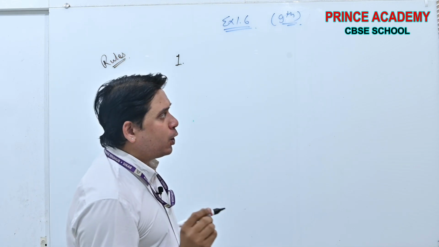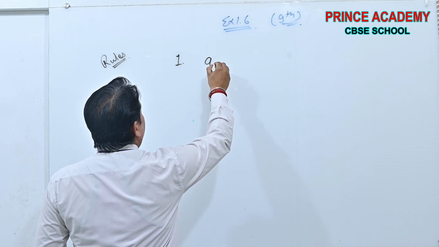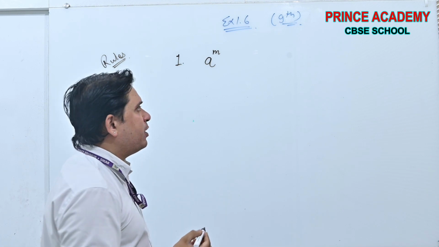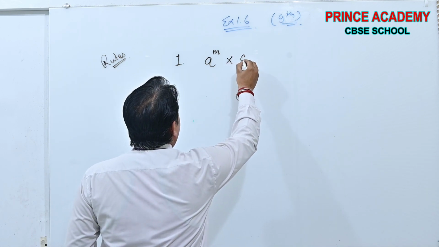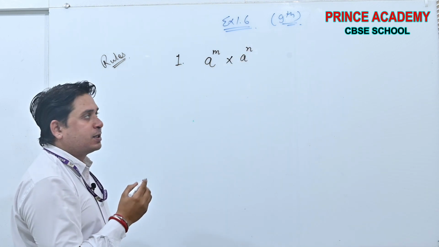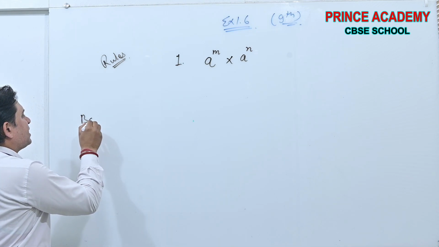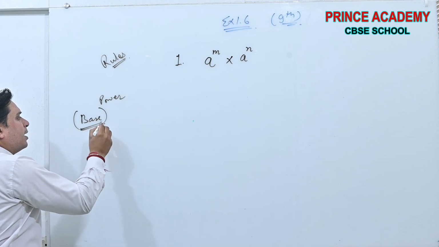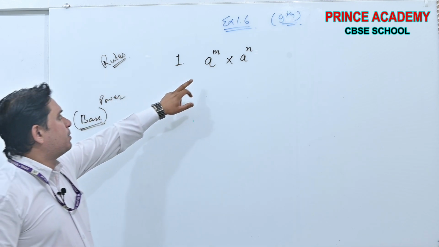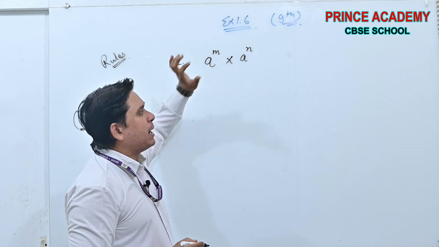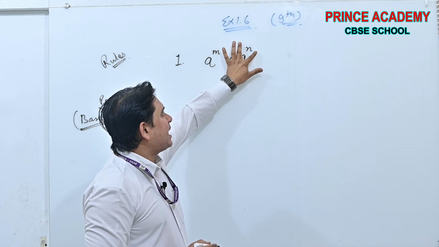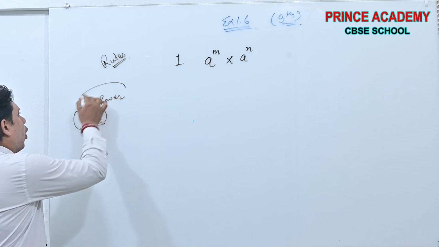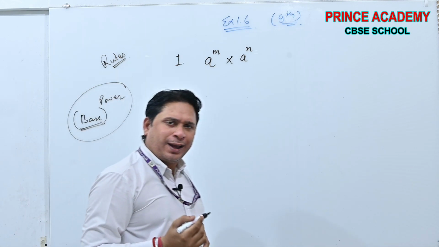Number 1. Suppose you are given a raised to power m, which is to be multiplied with a raised to power n. See, beta, here is the base written and here is the power. Here is written the base and here is the power. It means here the base is a and the power is m. The base is a and the power is n. Okay. Now one more thing. This whole thing is known as an exponent. Okay. You all know, yeah.